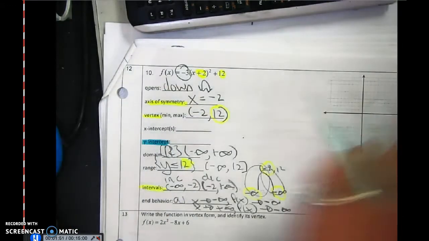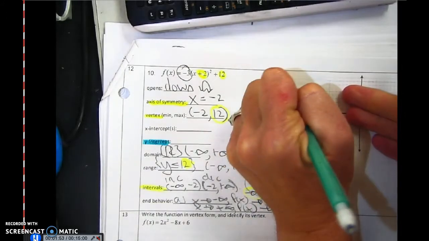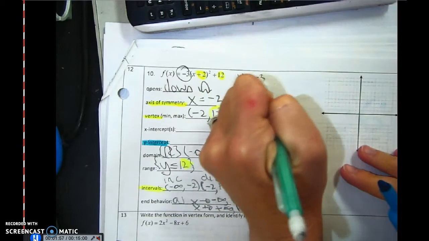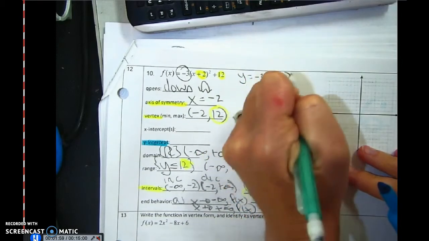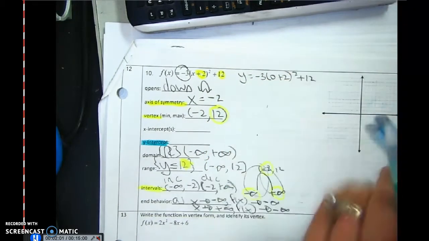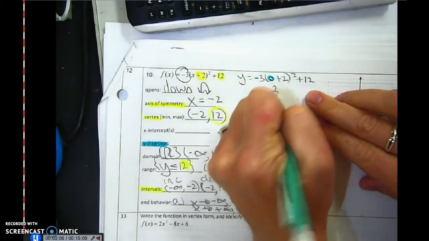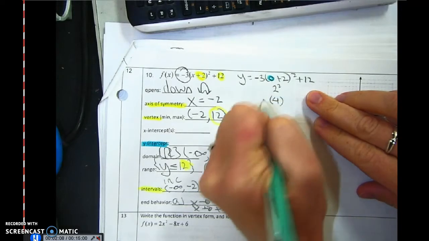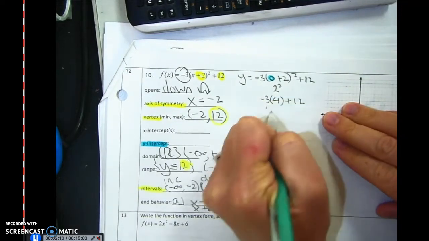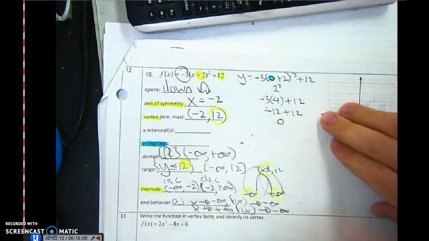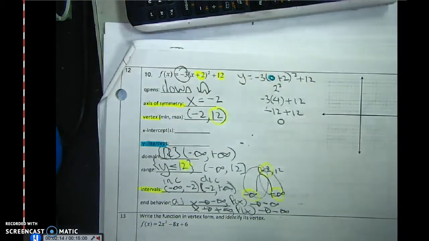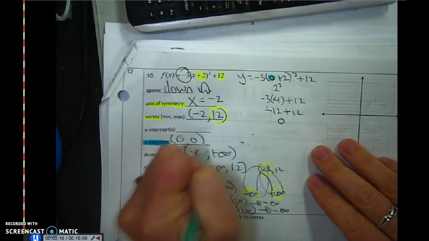So to get the y-intercept, I'm going to plug in 0 for x. So I'm going to plug in 0. Make sure you deal with the littles before the big. 0 plus 2 is 2, squared is 4, times negative 3 is negative 12, plus 12 is 0. With that being said, that means the y-intercept is (0, 0).